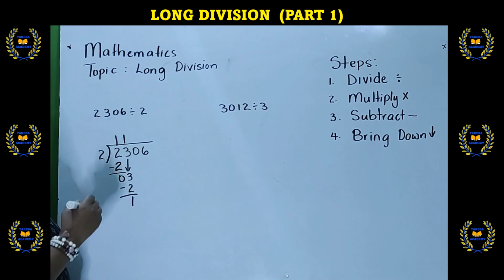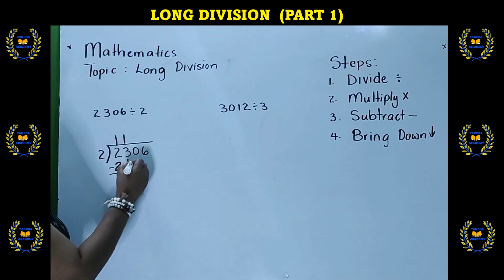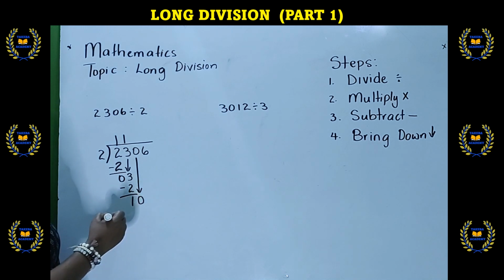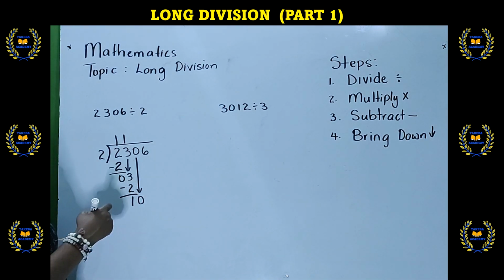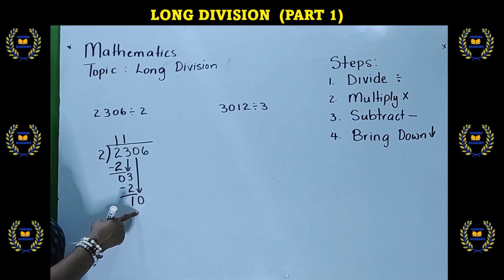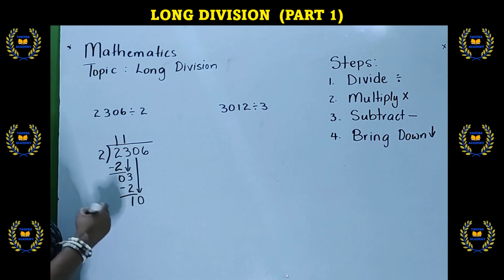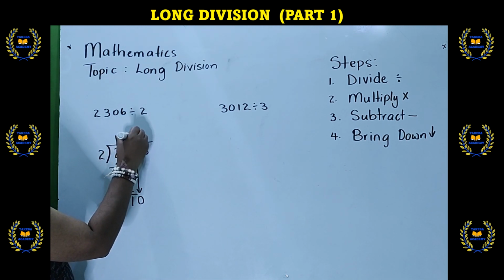Okay? Then the step 4 says to bring down. So we bring down the next number. And if you notice, I bring the number down next to the answer for my subtraction. Okay? So now we have 10. Okay, these 2 numbers together read 10. So we're now going to be dividing again. We're going back to step 1, dividing 10 by 2. How many groups of 2 can we get out of 10? The answer is 5.